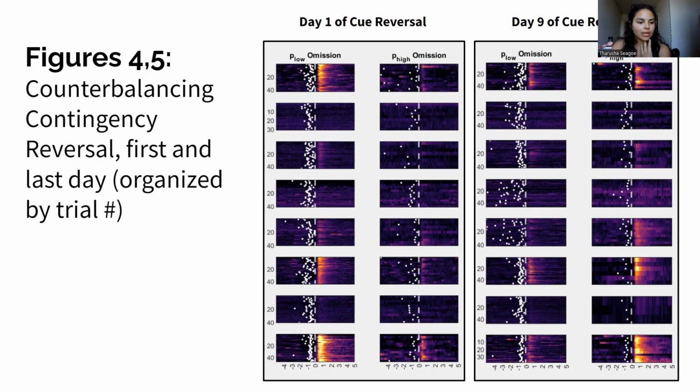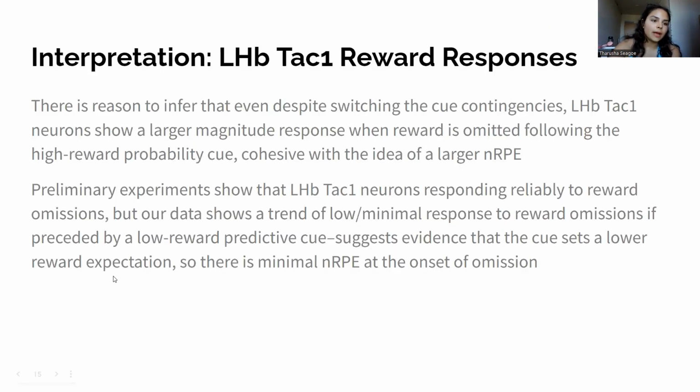So that reflects learning and reward prediction, which is interesting because we've not really looked at the learning process before, but it was really cool to see. Our interpretation was that despite switching the cue contingencies, we still see that pattern of a larger response in the high probability cue to omission situation. We're still talking about the onset of the reward outcome, just given the context of the cue. So that correlates with the idea that a larger magnitude negative reward prediction error elicits a larger magnitude response.